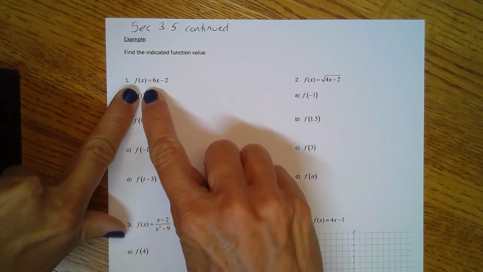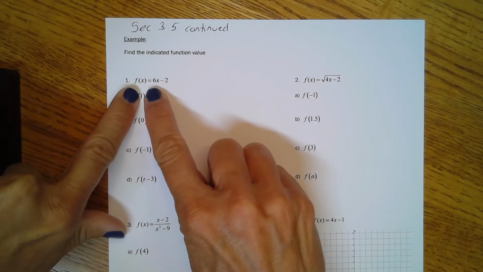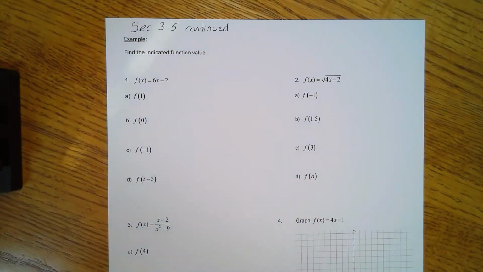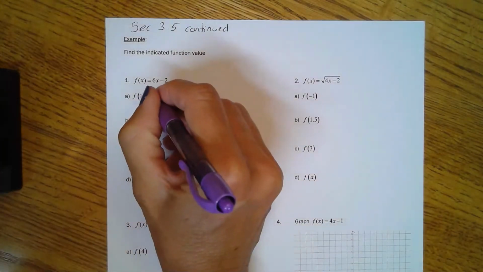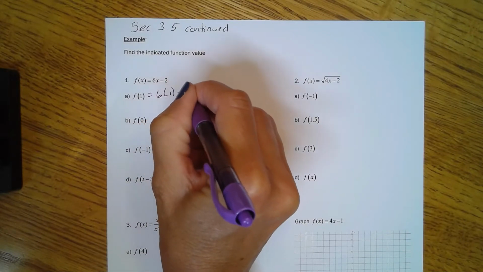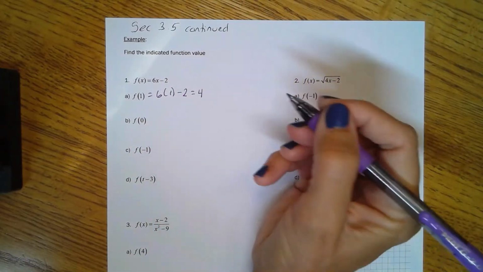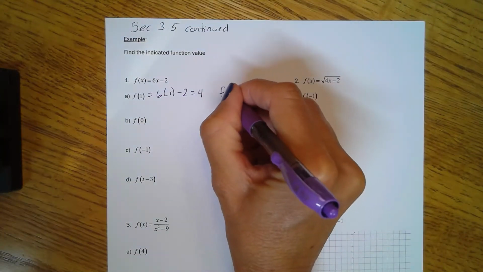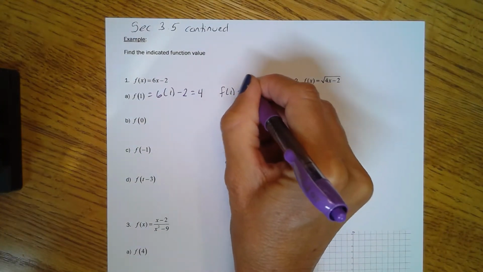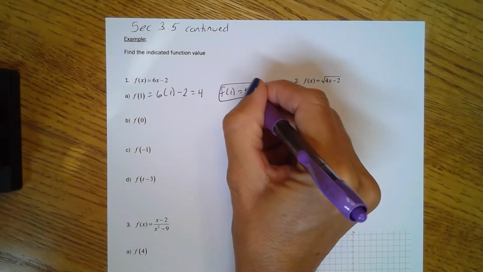So what does that mean I do? That means the x value is 1, so wherever I see an x, I'm going to plug in a 1. So this would be 6 times 1 minus 2. So 6 times 1 is 6, minus 2 is 4. So I have found f of 1 to be 4.